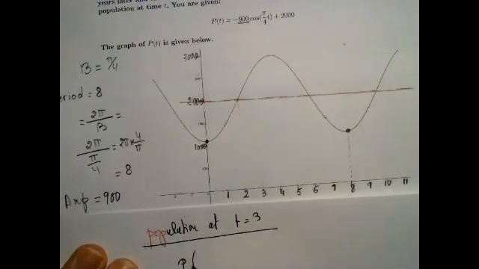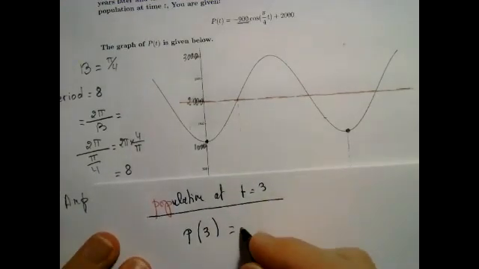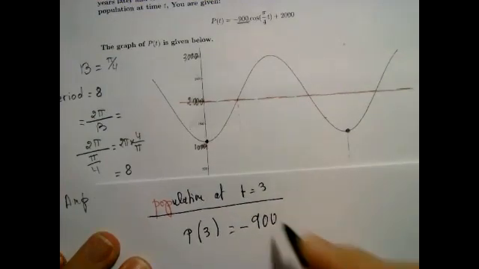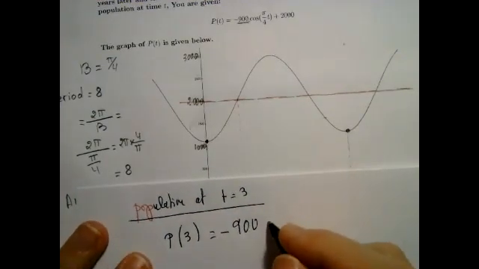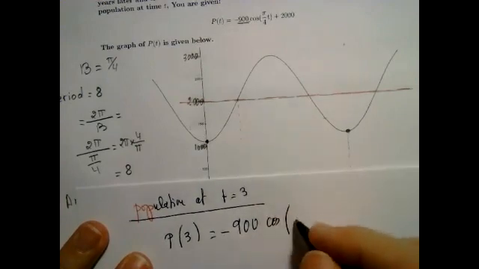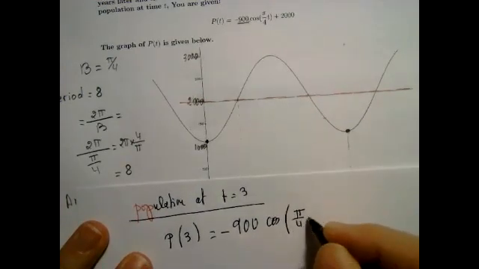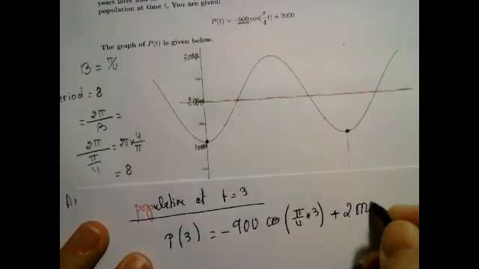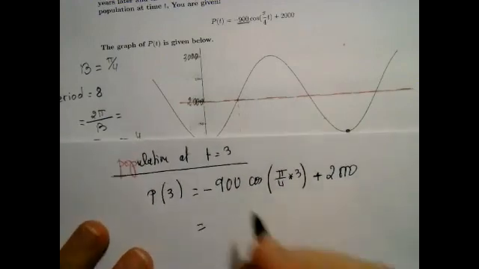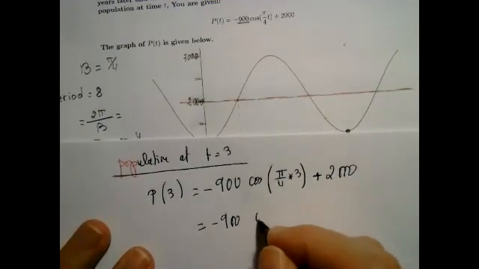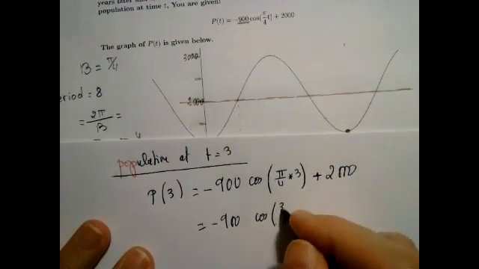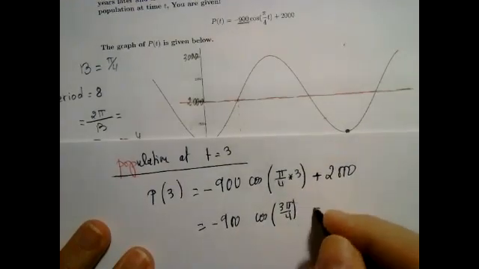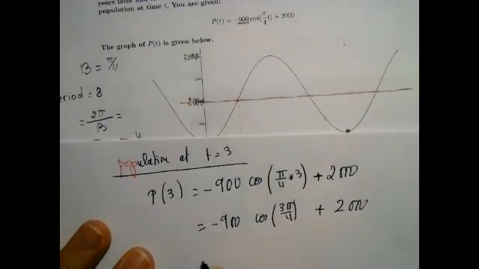So I need to find the population at 3. So I'm going to plug 3 in the formula. I will get minus 900 cosine pi over 4 times 3 plus 2000. So it means I will get minus 900 times the cosine of 3 pi over 4, plus 2000. And the rest I will plug into my calculator.